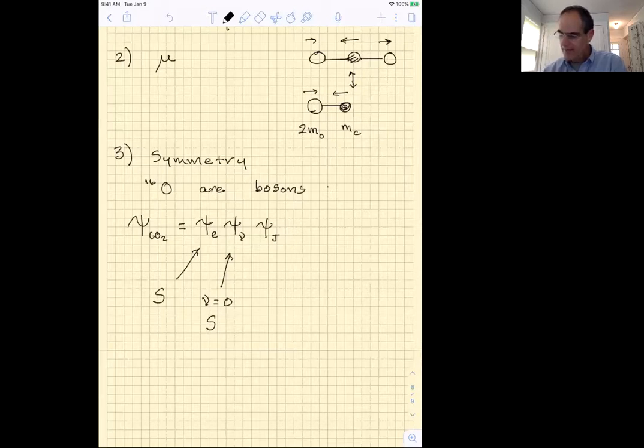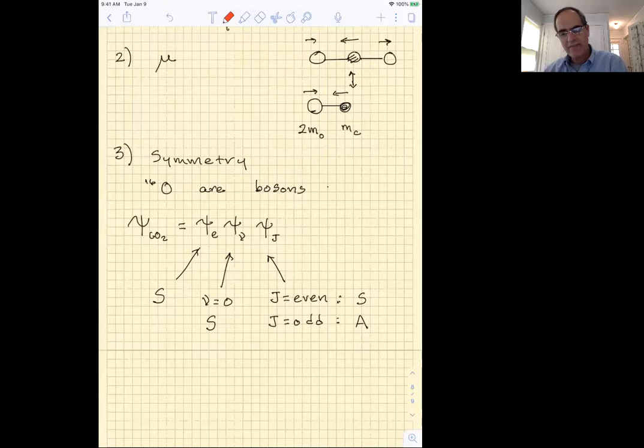And so that means that the inversion symmetry of the entire molecule is determined by the inversion symmetry of the rotational part of the wave function. And this is quite interesting. For states that have even rotational quantum number, the rotational wave function is symmetric. But for states where J is equal to an odd number, the rotational wave function is antisymmetric. Okay?